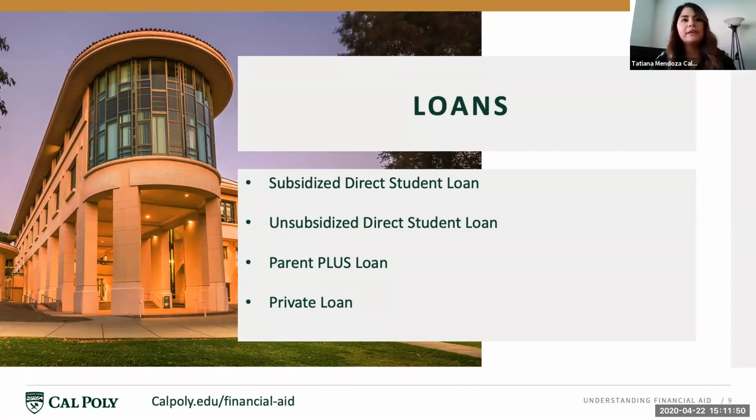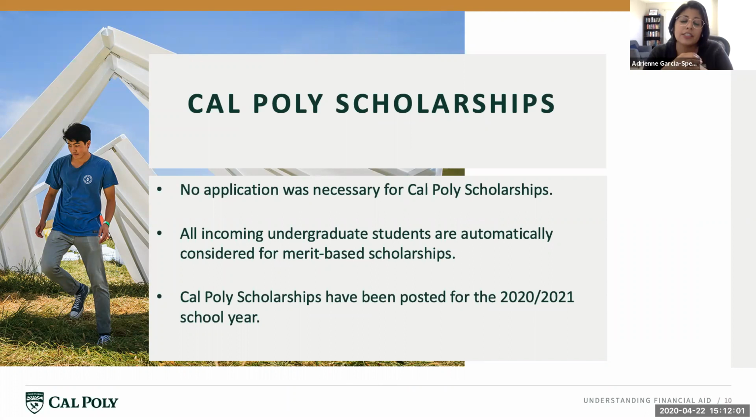Okay, great. I know that we receive a lot of questions about scholarships as well. Can you tell us more about those? Yeah, no application was necessary for Cal Poly scholarships. All incoming students are automatically considered for merit-based scholarships, and all the scholarships have been posted for 2020-2021. Some students may have scholarships that they are bringing with them from outside sources, and once you're committed to Cal Poly, you can let us know about these scholarships by filling out the outside scholarship form located on our website, and then we can list these outside scholarships on your financial aid package. You'll also find resources and tips for searching for outside scholarships on our website.